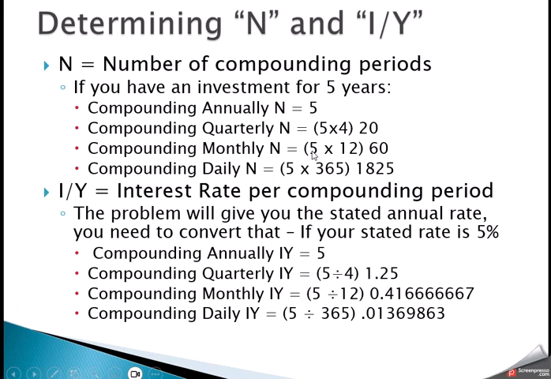If it was monthly, again, my N is going to be multiplied by 12, but my IY is divided by 12. If it's daily, my N is multiplied by 365, and my IY is divided by 365. So you're going to have to do this and enter those values properly into your N and your IY so they match in terms of compounding period.